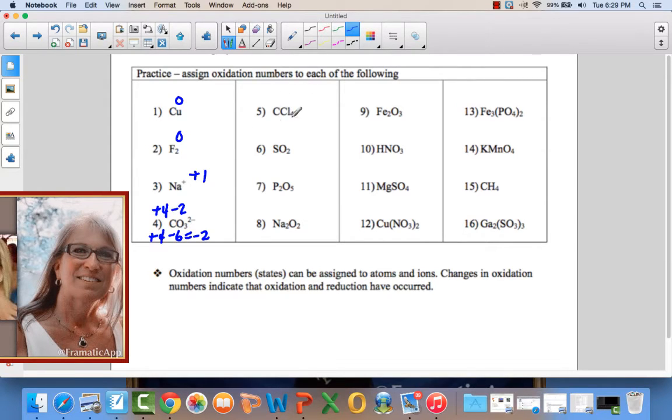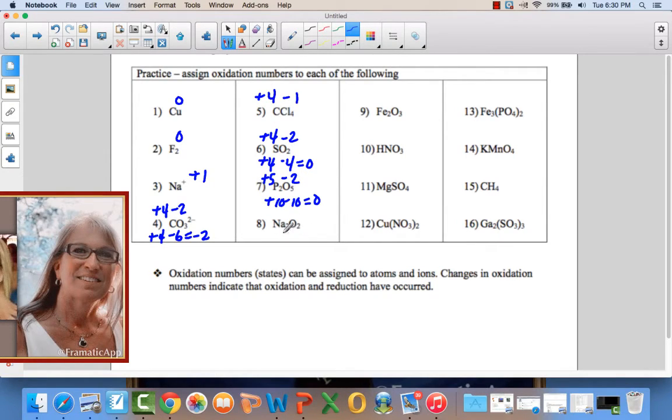All right. Cl is -1. -1 times 4 is -4. So carbon had to be +4. Oxygen is -2 times 2 is -4. So sulfur had to be +4. I'm not showing you the math underneath. -2 times 2 is -4. Therefore, sulfur had to be +4 because the whole thing has to be equal to 0. Oxygen is -2 times 5 is -10. Whole thing has to be equal to 0, so this has to be +10. +10 divided by 2 is +5, so the P is +5.